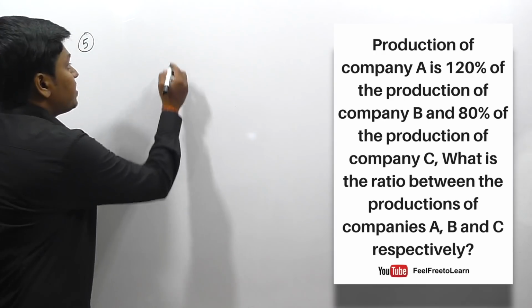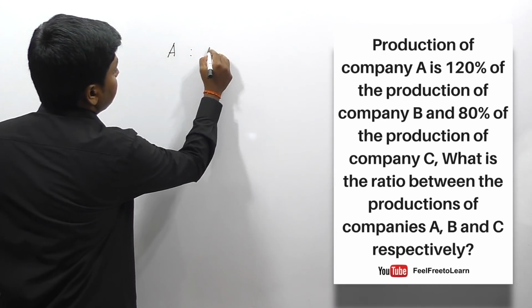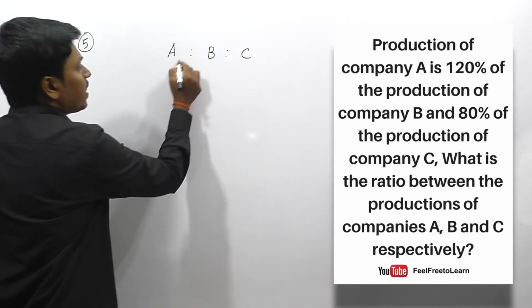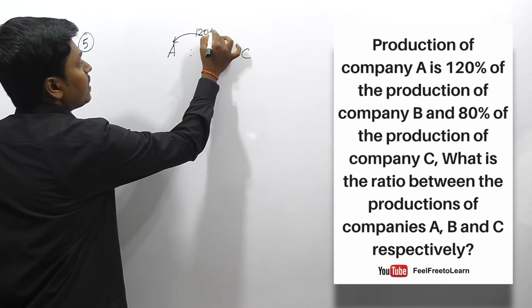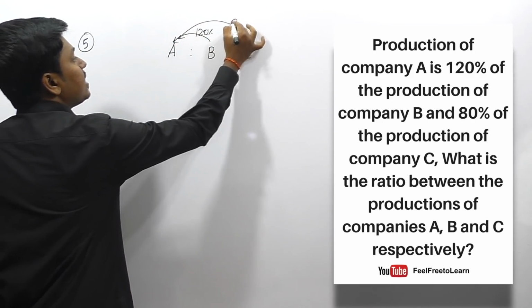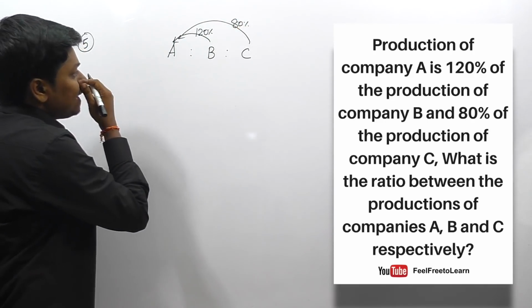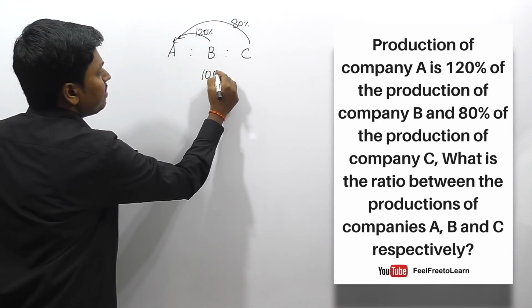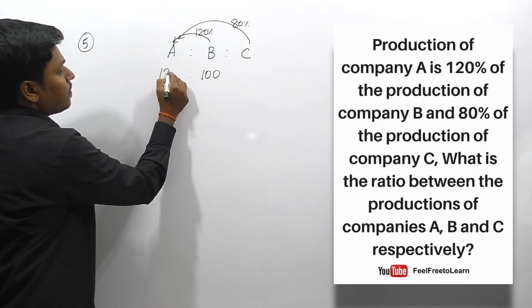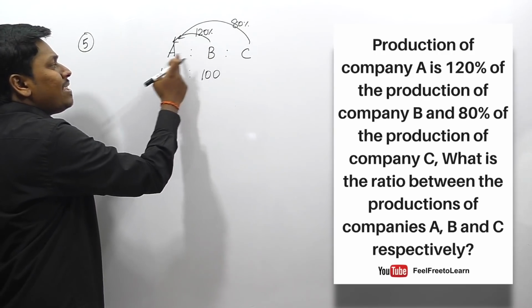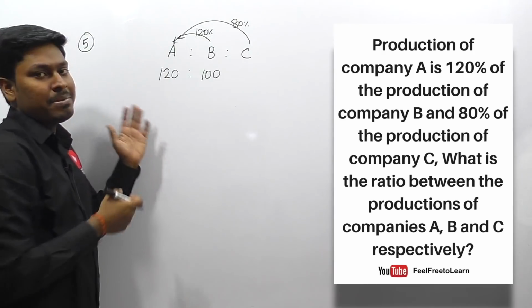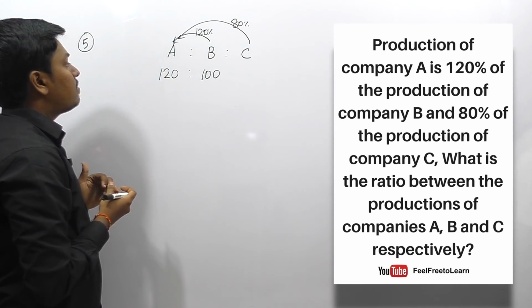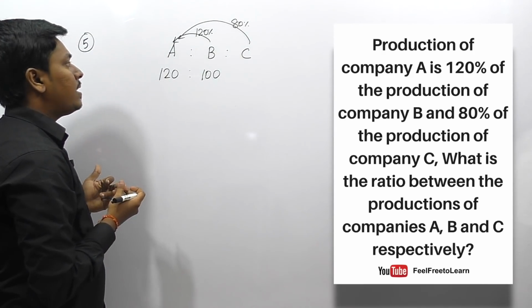So let me assume that there are 3 companies, that is A is to B is to C, and completely they are talking about company A. So company A will be 120% of company B and 80% of company C. So friends, let me assume that the company B will be 100, right? So when we fix B as 100, then company A will be 120, because company A will be 120 percentage of company B. But we need to calculate what is C, right?